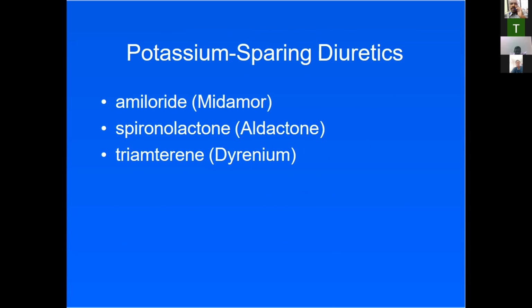About potassium sparing diuretics, they are amiloride, spironolactone, and triamterene. These are particularly used for sparing potassium. That is, potassium will not be eliminated in the urine. A large volume of potassium will not be eliminated. That is the main use of this drug. Next slide, sir.